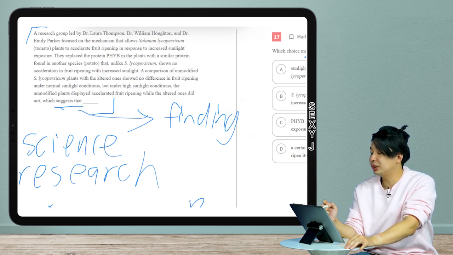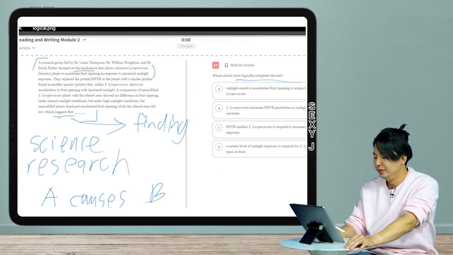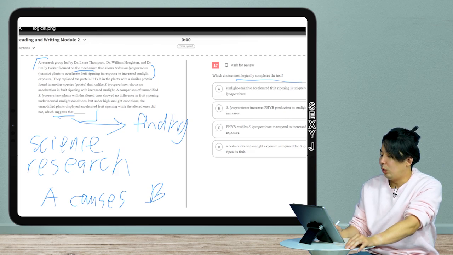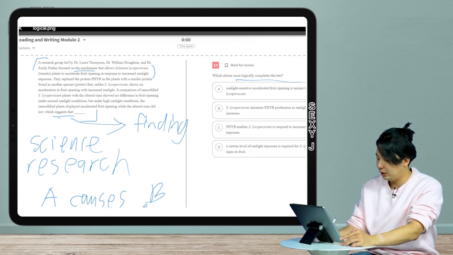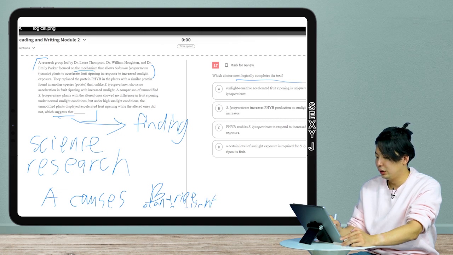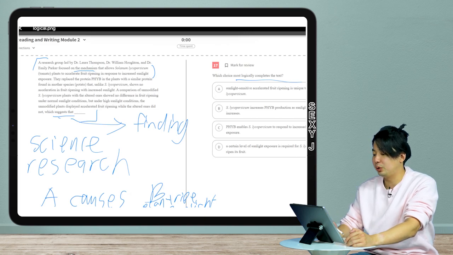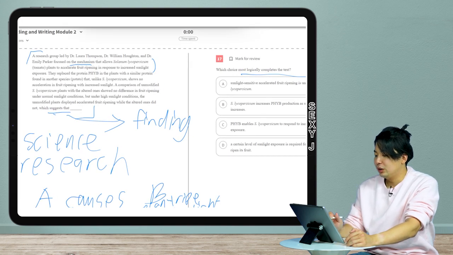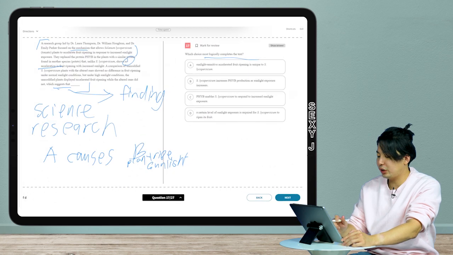Okay, so from the first sentence, I am trying to figure out, okay, what is the thing that allows the plants accelerate fruit ripening in response to increased sunlight exposure? I know that's a lot of words, but, okay, so I know we are looking for something that allows plants to ripen. Okay, so allows plant, ripe, sunlight, all that stuff. Okay. So then they replace the protein PHYB in the plants with a similar protein. Okay. That doesn't work. Okay. No acceleration. Okay. So then what is the thing that I'm testing?